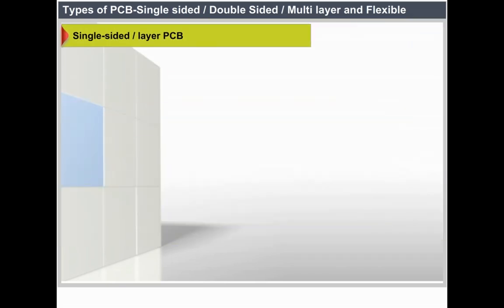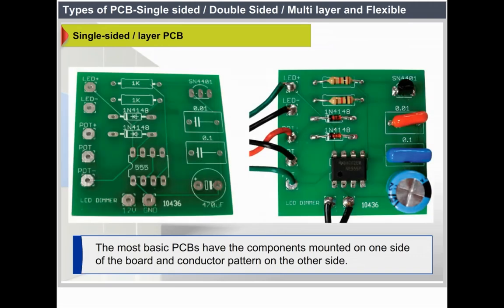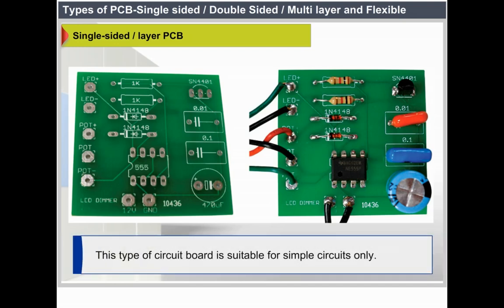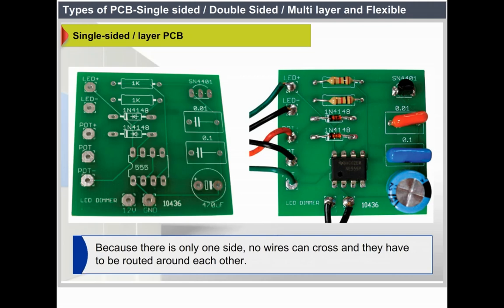Single-sided layers PCB. The most basic PCBs have the components mounted on one side of the board and conductor pattern on the other side. Because there is only a conductor pattern on one side, this type of PCB is called single-sided or single layer. This type of circuit board is suitable for simple circuits only. Because there is only one side, no wires can cross and they have to be routed around each other.